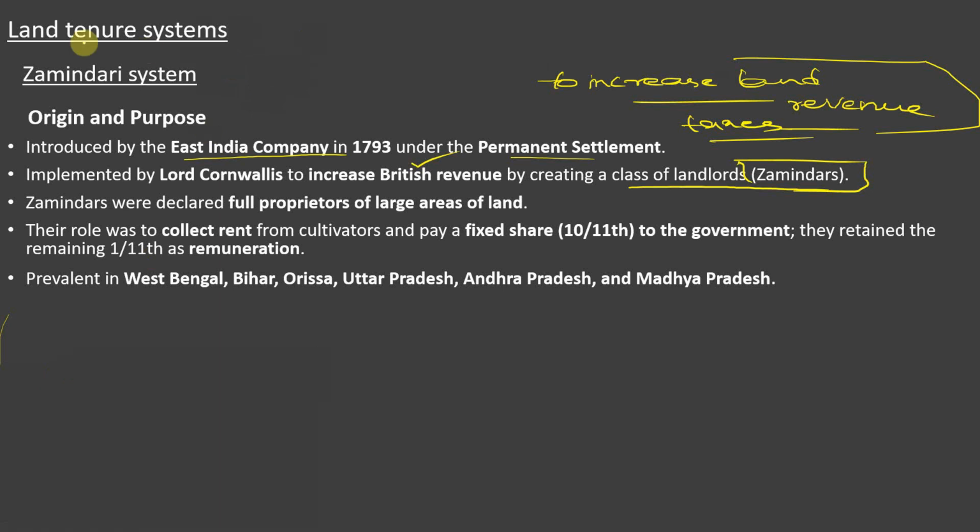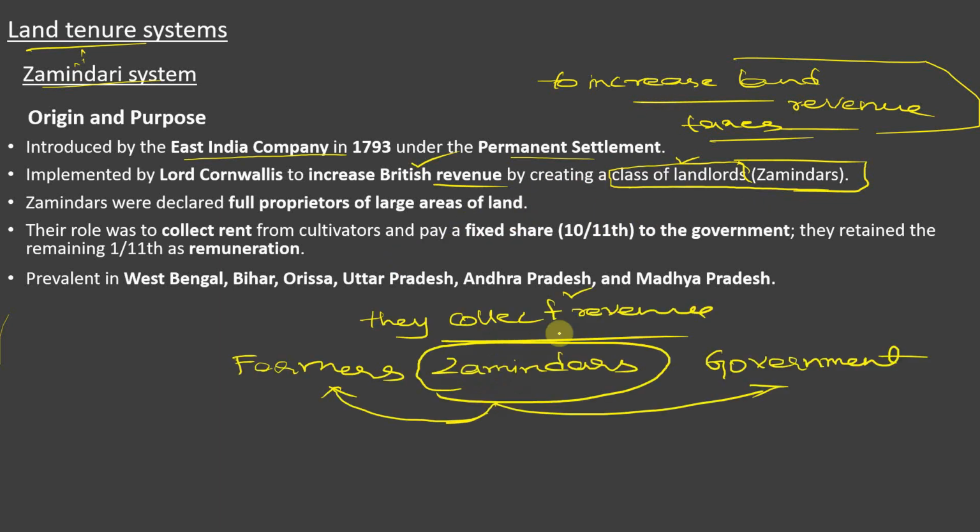For this purpose, the Britishers implemented various land tenure systems. One of them is the Zamindari system. In this system, a class of landlords called zamindars was created by the British, who act as intermediaries between the government and the farmers. The government appoints a person for the purpose of collecting the revenue from farmers. The farmers pay taxes to the zamindars, and the zamindars in turn pay the government. This process of collecting revenue is called the zamindari system.